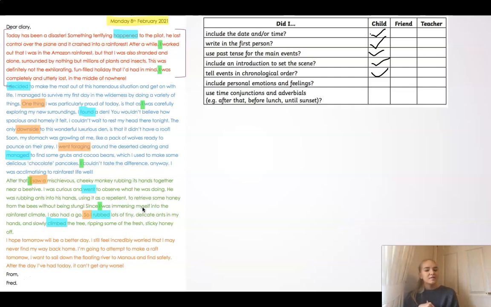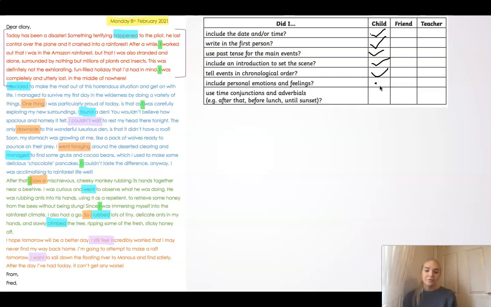Have I used personal emotions and feelings though? I mean, I have, because I've stated here, I still feel incredibly worried. I was curious. Have I got any others here? Well, you can see here that I've got a few. I couldn't wait. I want. But I wouldn't say I've included that many personal emotions and feelings. And this is where I can put my dot in this box, to show that actually I need to include a lot more personal emotions and feelings. And that to me tells me that when I go back and edit my writing in a moment, that's what I need to do.